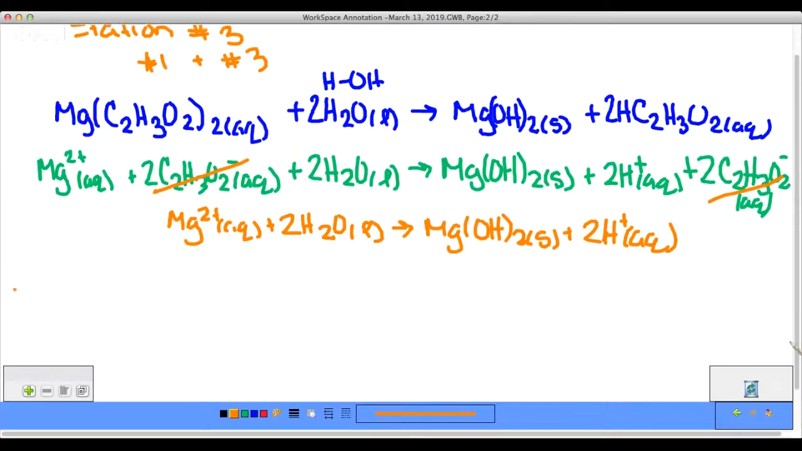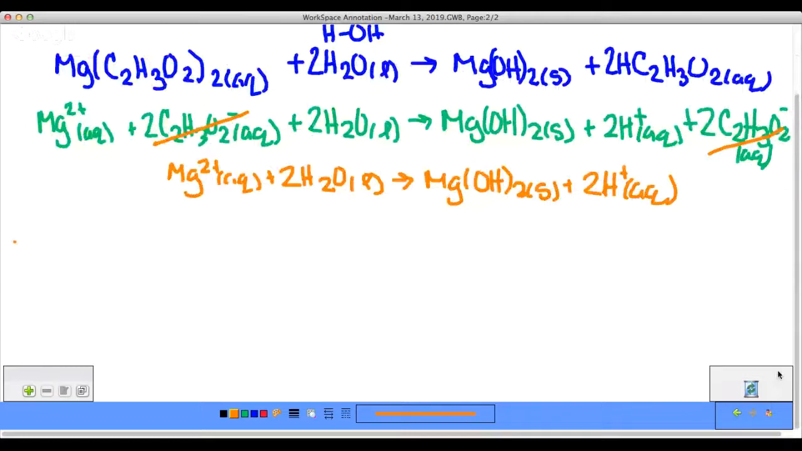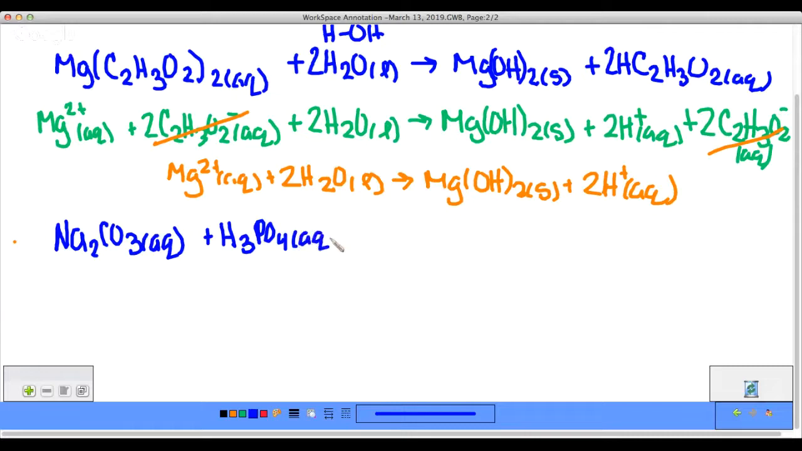So let's go ahead and look at number 3 on this sheet. Number 3 says solutions of sodium carbonate and phosphoric acid are combined. So let's go ahead and write that out. So we have sodium carbonate, which would be Na2CO3. We're told those are solutions, so that's aqueous. Phosphoric acid is H3PO4. That's aqueous.